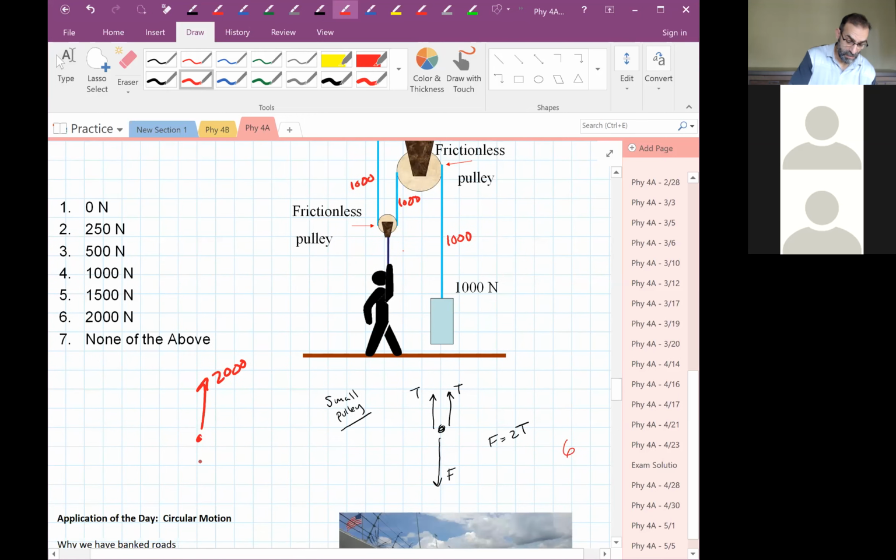So what force does he have to pull down to keep that pulley from moving? 2,000 newtons. Just to hold the 1,000 Newton block off the ground, the person has to put in 2,000 newtons of force. Now let's switch them. We have a rope.